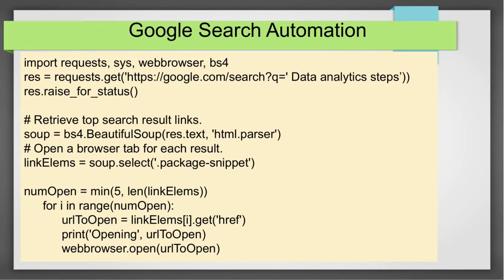You can use the min function to find out whether there are fewer than 5 links in the list and store the number of links to open in a variable named numOpen. Then you can run through a for loop by calling range(numOpen). On each iteration of the loop, you use webbrowser.open to open a new tab in the web browser.